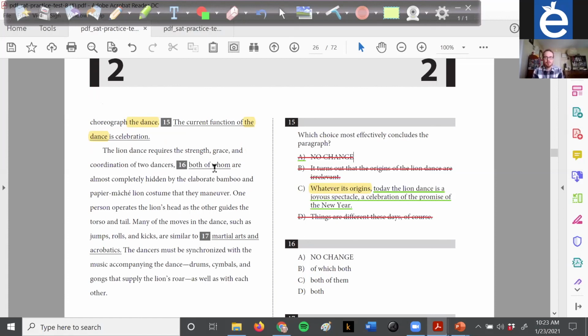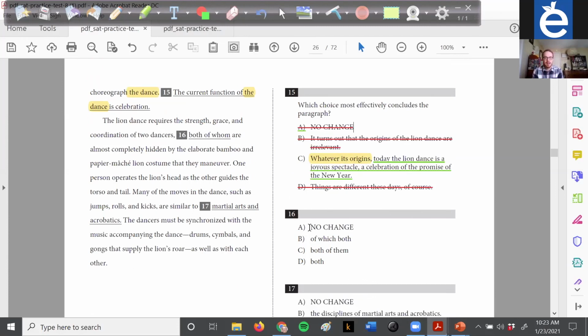Of two dancers, both of whom are hidden, and we're being asked here whether we should say both of whom, both of them, or of which both. I think we can cross out of which both. That sounds really awkward. So we're talking about the dancers. And since we're in the same sentence, we don't want to start anything with both of them or both, because that would be like starting a new sentence. Both are almost completely hidden. Both of them are almost completely hidden. That's how we would wrap it up in that way. So both of whom effectively references the word dancers within that same sentence.